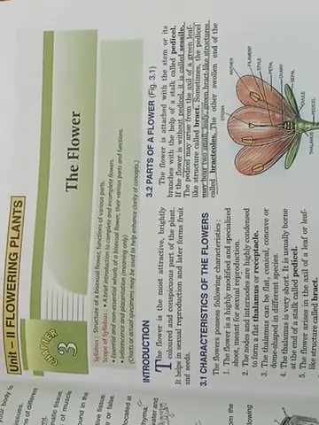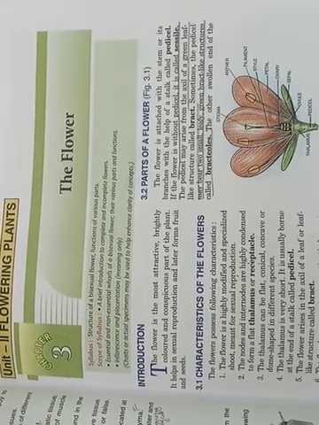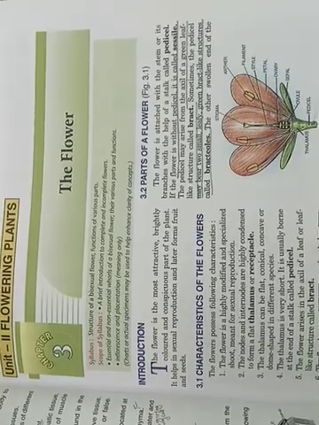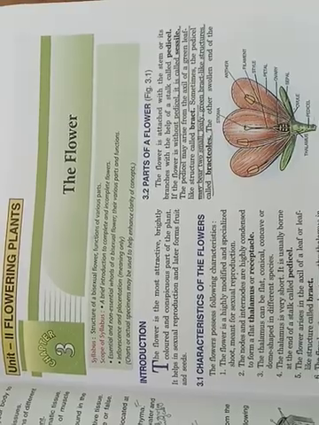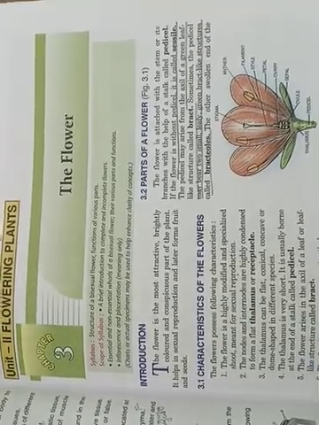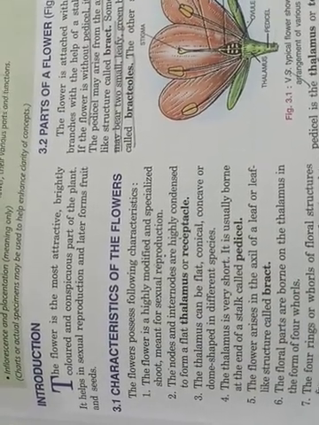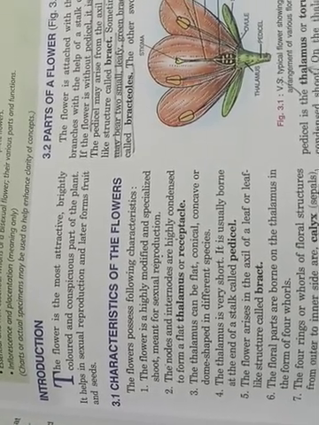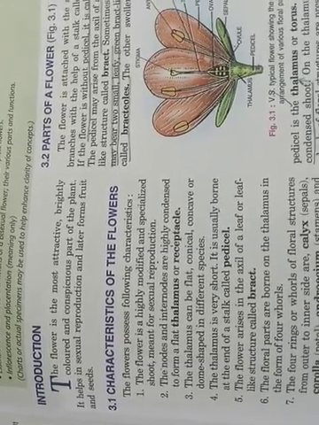In flowering plants, this function is performed by the flowers as it is the reproductive part of the plant. That means in a flowering plant, flower is the reproductive part of a plant. So, in this chapter, we will study about flower. The flower is the most attractive, brightly colored part of the plant. It helps in sexual reproduction and later forms fruit and seeds.